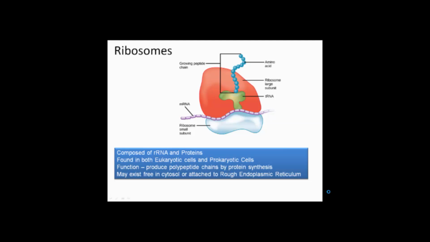If it's a protein for export, then that ribosome will have a chemical message that tells other molecules to attach the ribosome to the rough ER, but the protein synthesis actually starts in the cytosol, and then it's attached to the rough endoplasmic reticulum if needed.